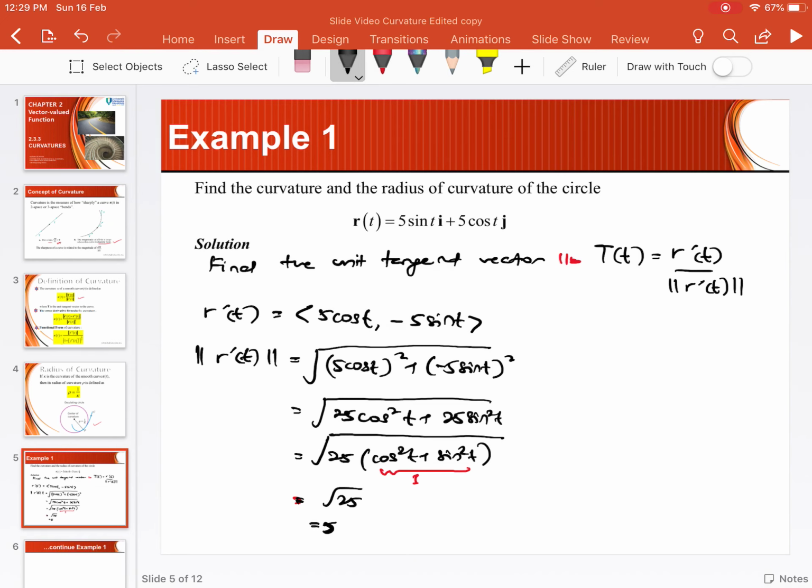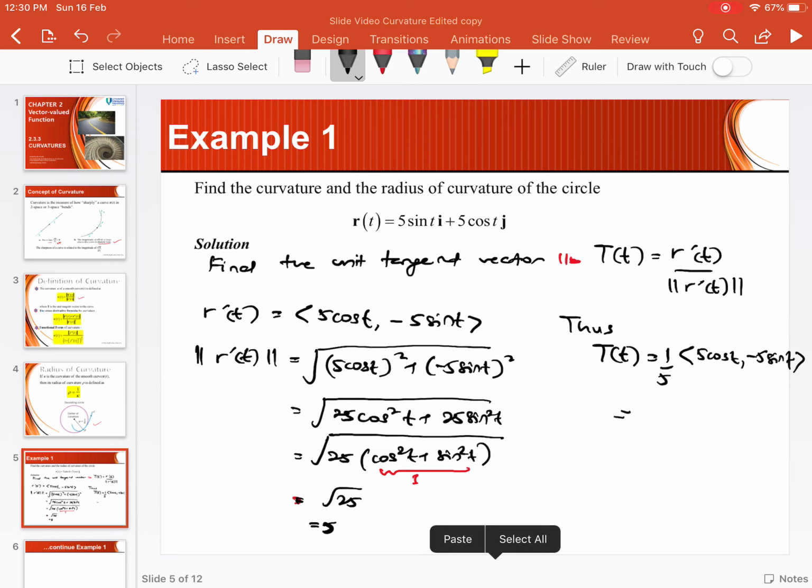Okay, now let's substitute into the unit tangent vector formula. Thus, we have T equals 1 over the magnitude of r prime t. So 1 over 5 multiplied by r prime t, which is 5 cos t, negative 5 sin t. So we can simplify, we can cancel the coefficient here. Then we have the unit tangent vector equals cos t and negative sin t.